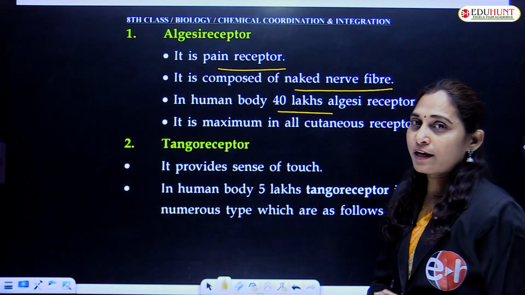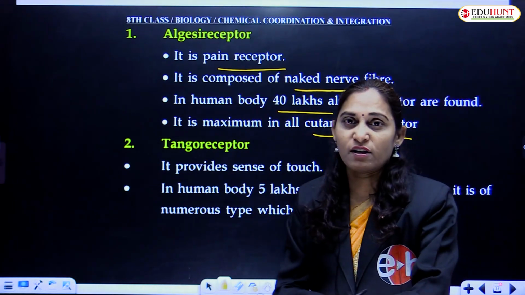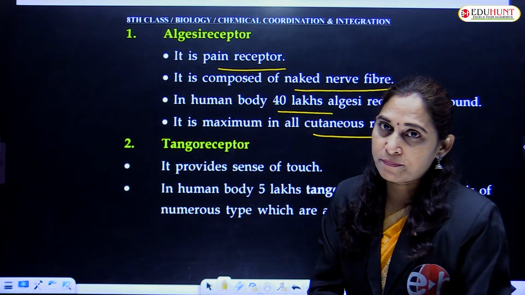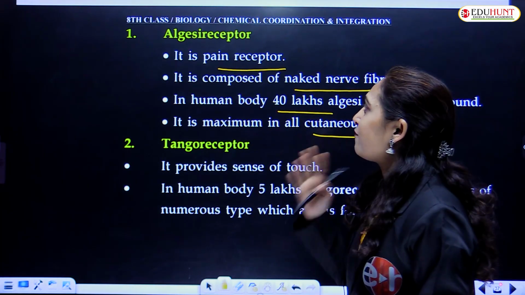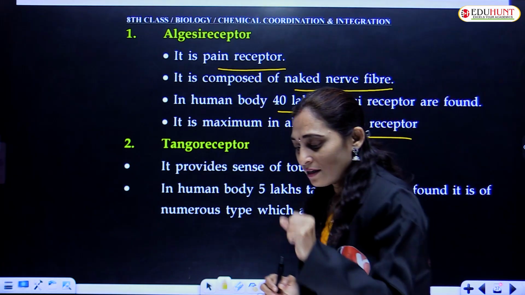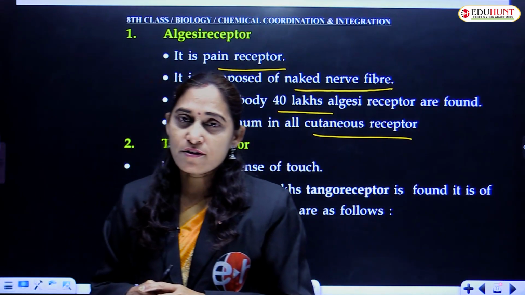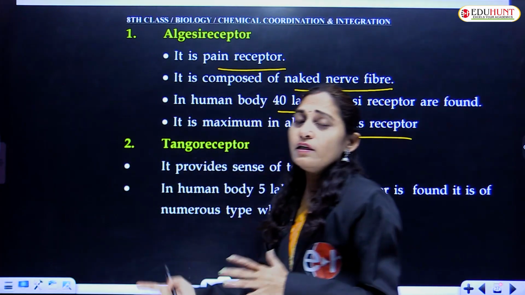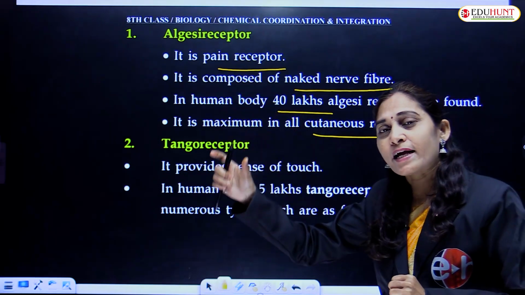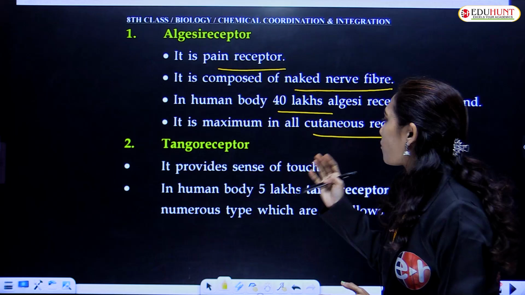Maximum are found in cutaneous receptors, that is related to the skin, the external or outward receptors. Anyway, analgesic receptors mean pain. If they ask to match the receptor and its function, analgesic receptor means pain, you should look in column B. Okay, that is the question.